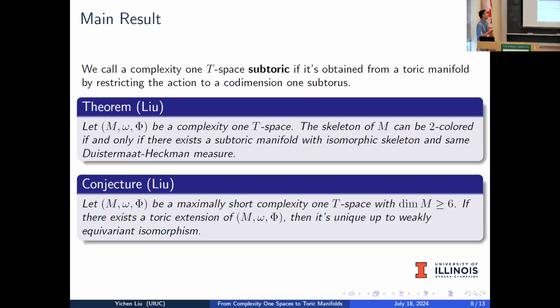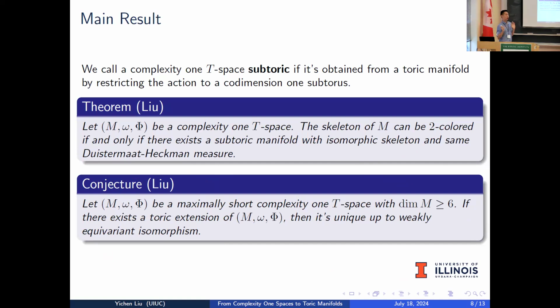But the thing here is, if I insist on the complex space to be maximally short, and if there's extension, then this extension is unique in some sense, up to weakly equivalent isomorphism. I do have some sketch of proof, but that's not the focus I want to be talking about. I will be using the rest 2 minutes to tell you how I will adjust the proof compared to how 3 of us will be doing it.